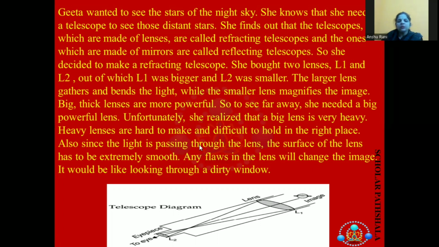Also, since the light is passing through the lenses, the surface of the lenses has to be extremely smooth. Any flaws in the lens will change the image. It would be like looking through a dirty window. This is the image given here.